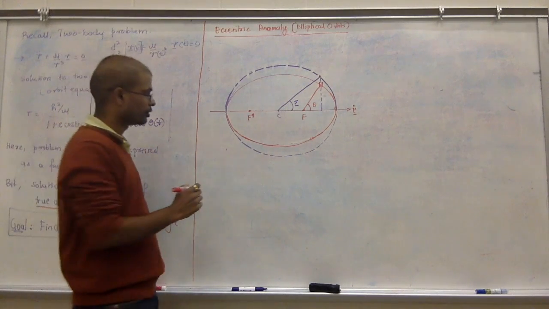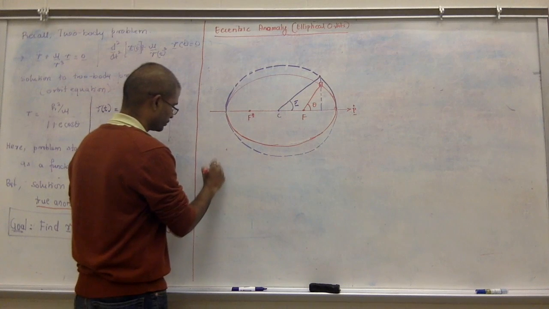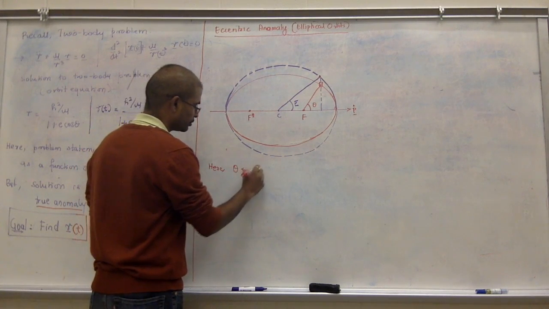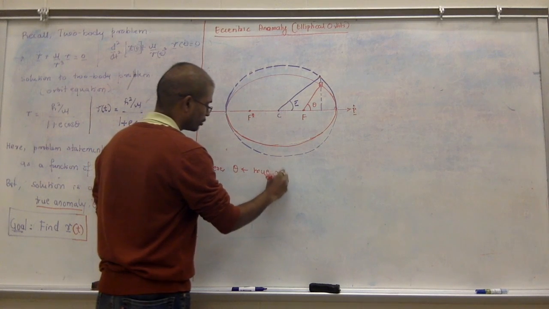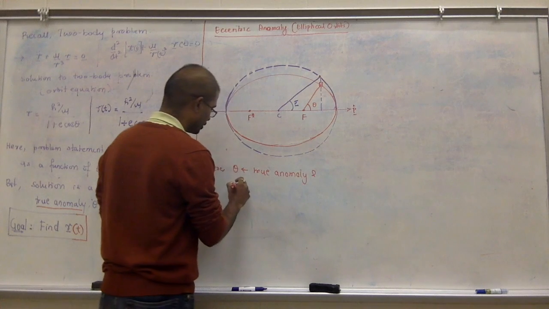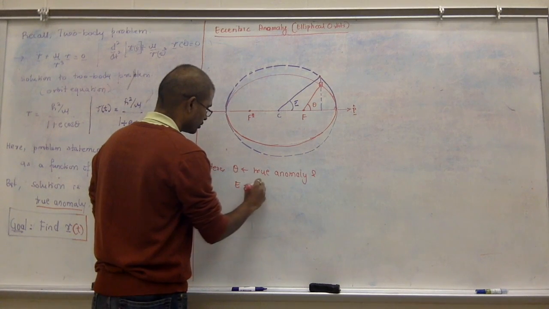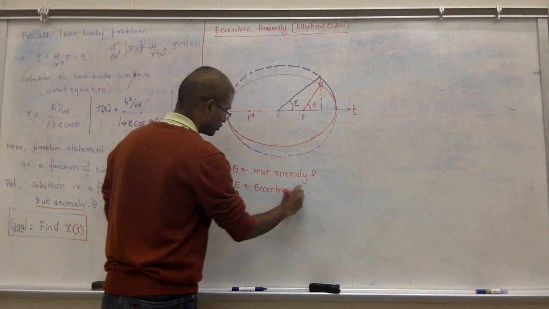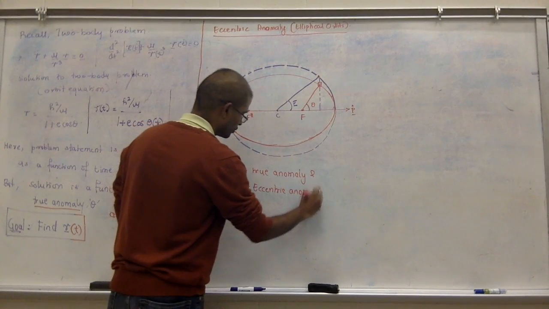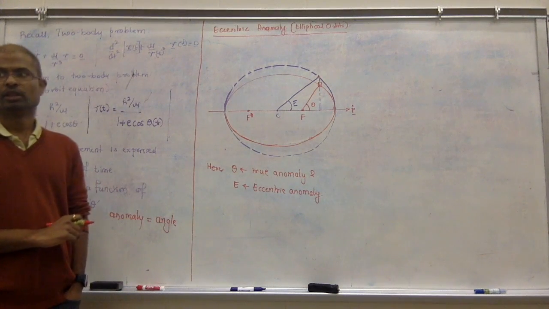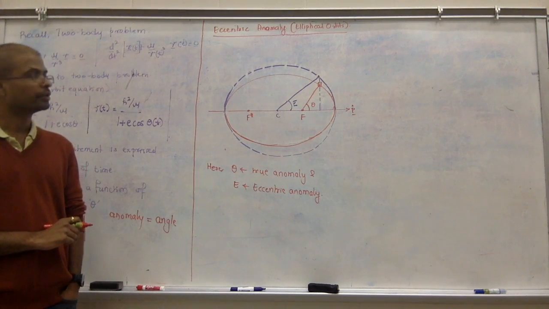Okay? So here, theta is the true anomaly and E is the eccentric anomaly. Get it?